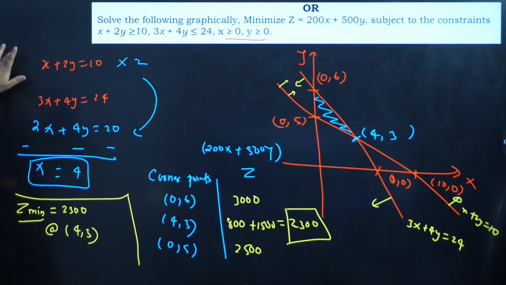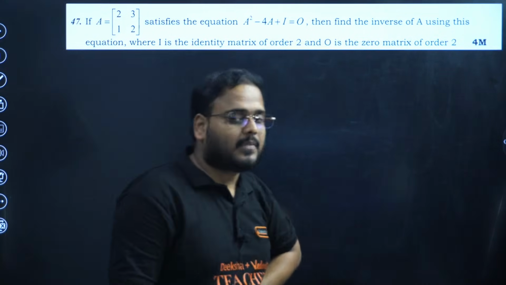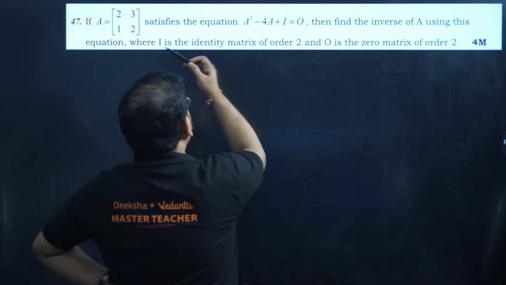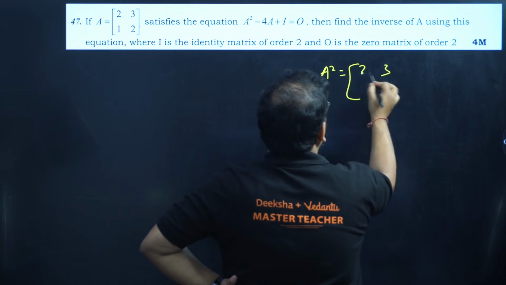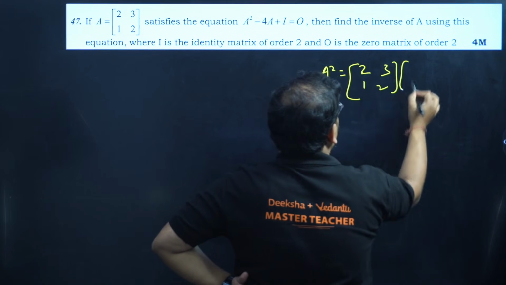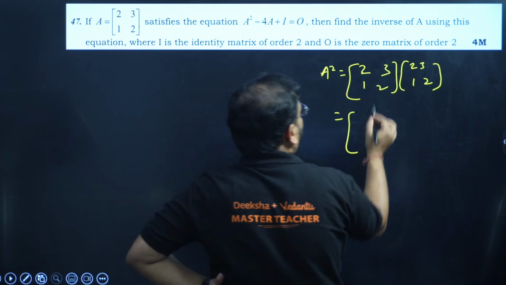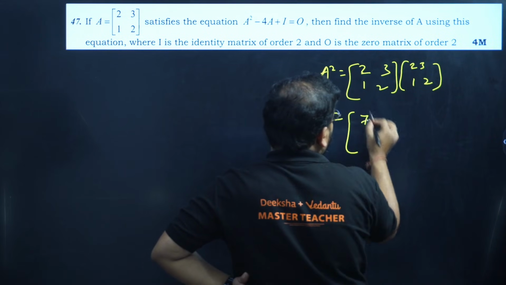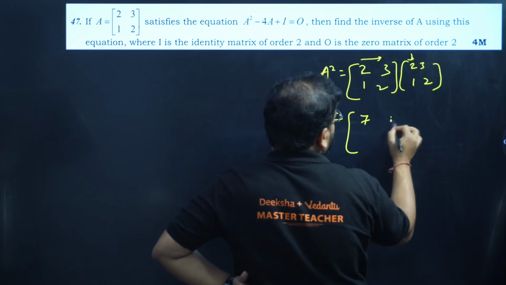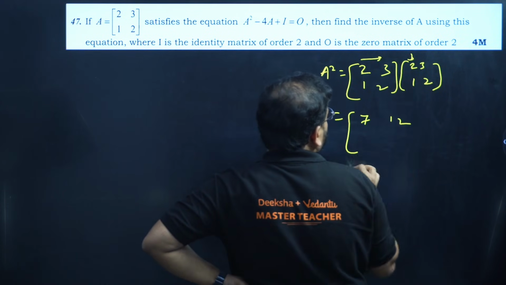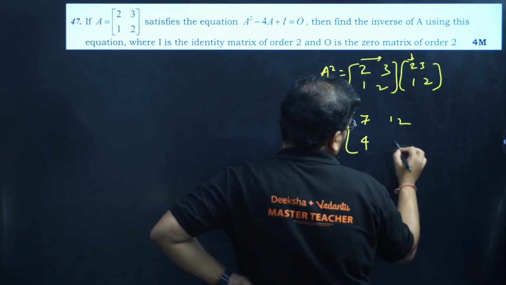Now we are moving to the last question, the 4 marker. A question on determinants. Satisfy this equation using the A value we have. So we have to find A square first. We have 2, 3, 1, 2, same thing. 2 2s are 4, 3 1s are 3, means 7. I'm going row to column. 4 plus 3 is 7, 6 plus 6 is 12. 1 into 2 is 2, 2 into 1 is 2, so 4, 3 plus 4, again 7.